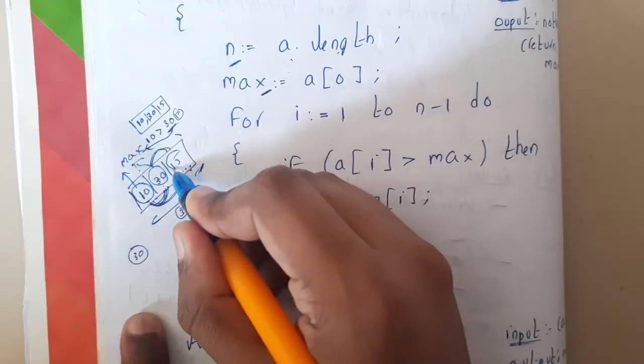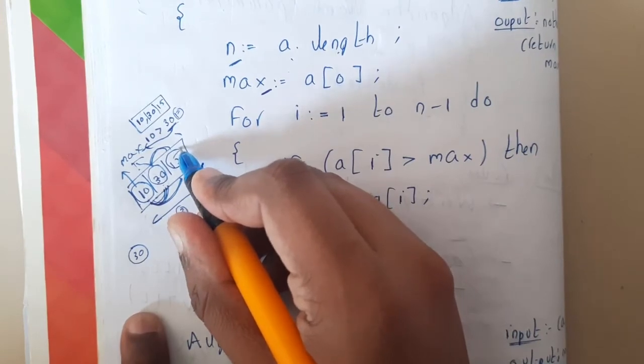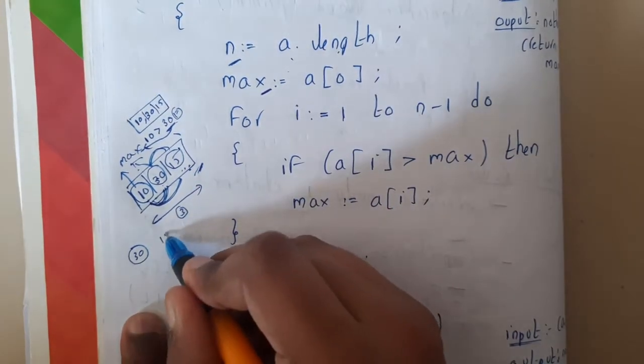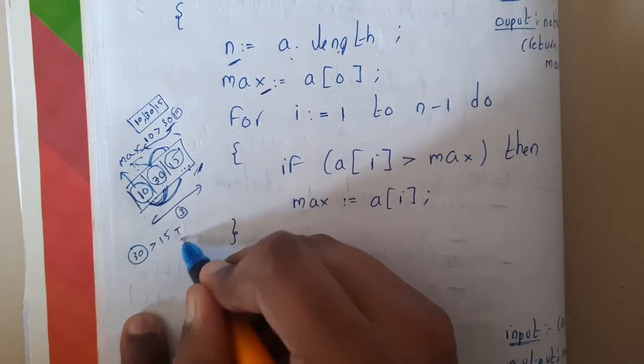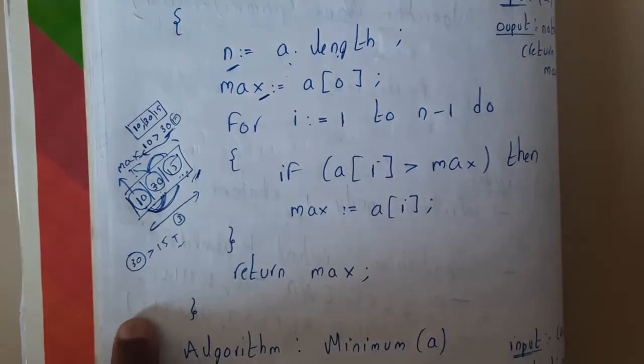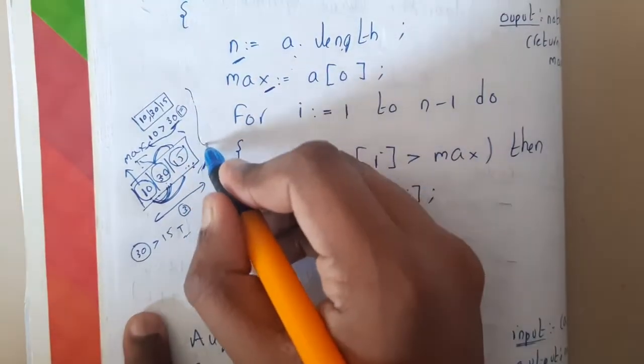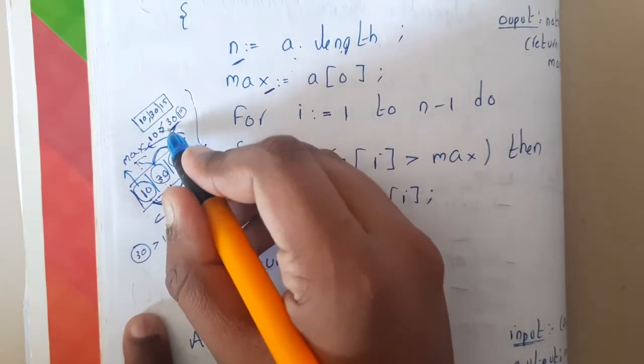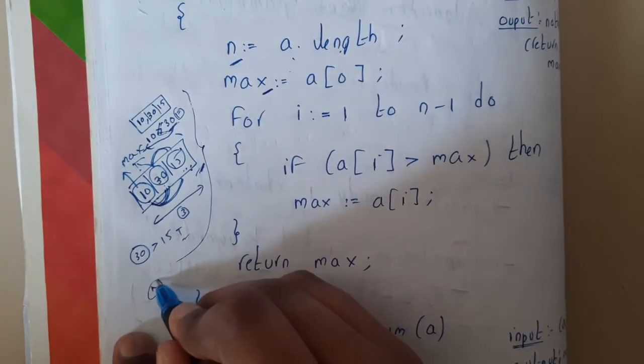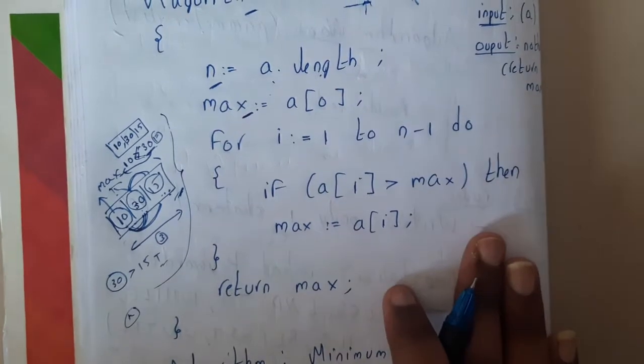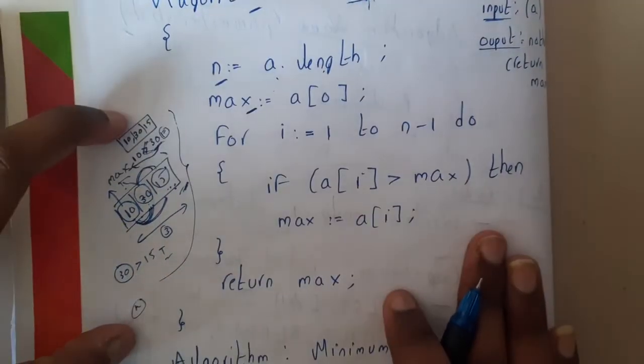Now you compare the next element, 15. Is 15 greater than 30? This is false, so there is nothing to update. In this way the logic works. Similarly, if you reverse the sign, you will get the minimum. I hope everyone got a clear idea of how the algorithm works.